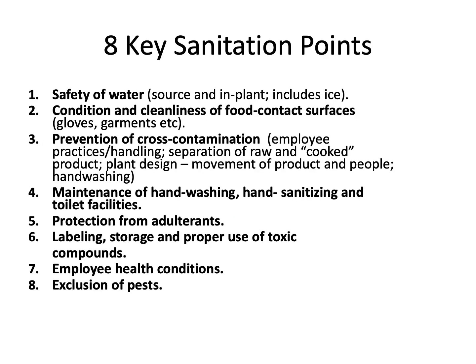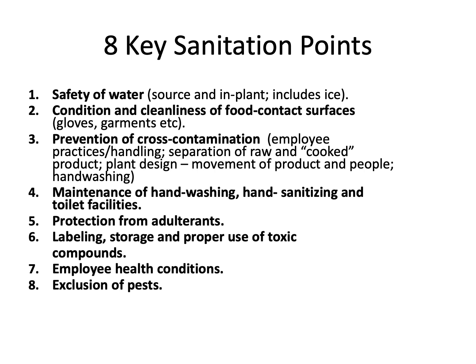As we move to finish up Module 1 of the Juice HACCP training, it's very important that I introduce you to a key concept for future modules, the 8 key sanitation points. There are 8 elements that a juice processor must manage, monitor, and correct at frequency sufficient for control. Number 1 is safety of water. Number 2 is the condition and cleanliness of food contact surfaces. Number 3 is the prevention of cross-contamination and cross-contact, the transfer of allergens. Number 4, the maintenance of hand washing, hand sanitizing, and toilet facilities.